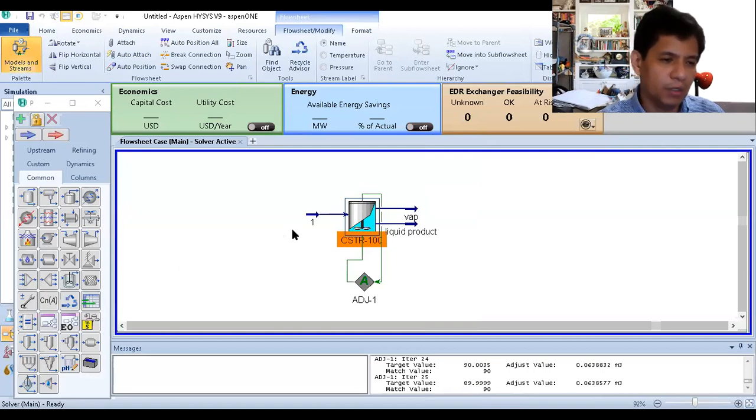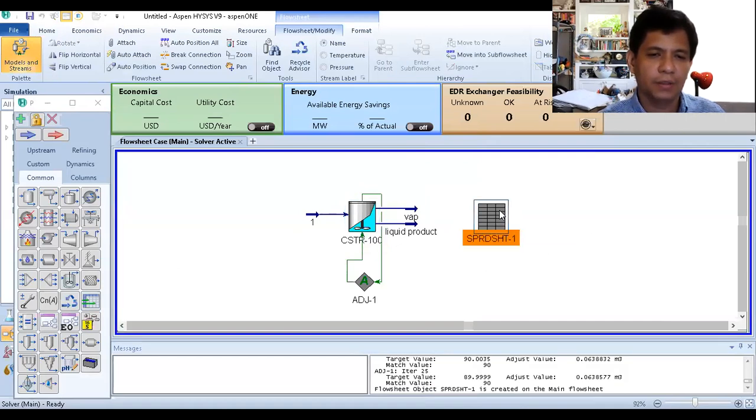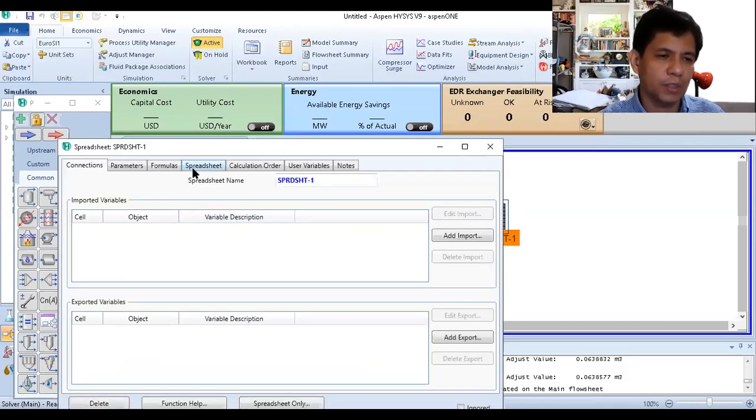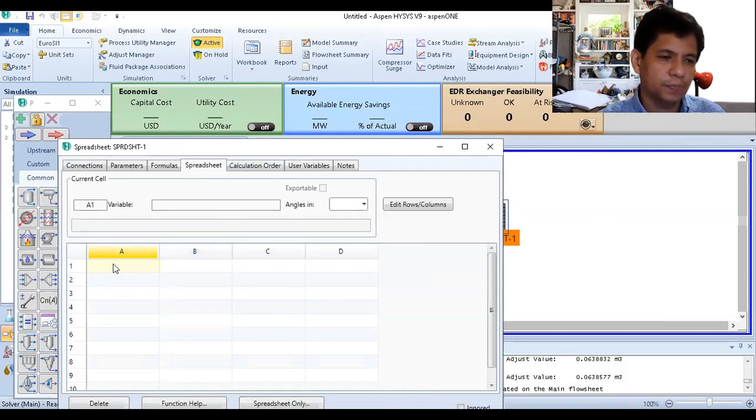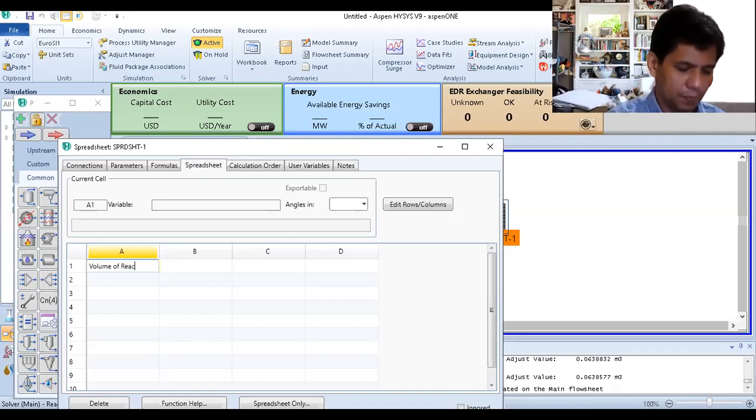So, gagamit tayo ng spreadsheet. Parang Excel lang to. Just double click this, tapos punta tayo sa spreadsheet. Yung una, dito natin lalagay yung volume ng reactor. Type nyo lang, volume of reactor. Tapos sa A2, dito natin lalagay yung volumetric flow rate.